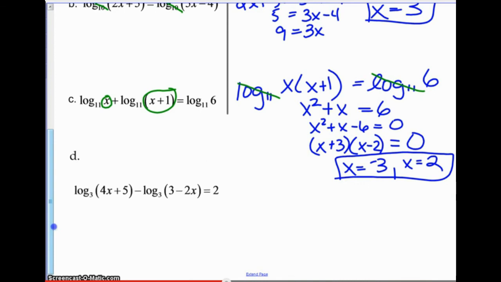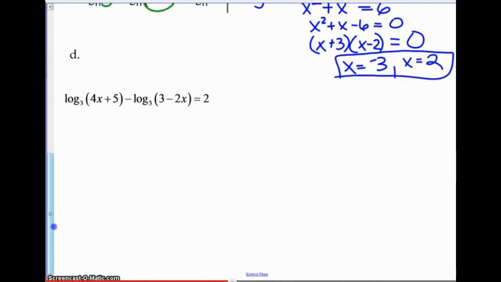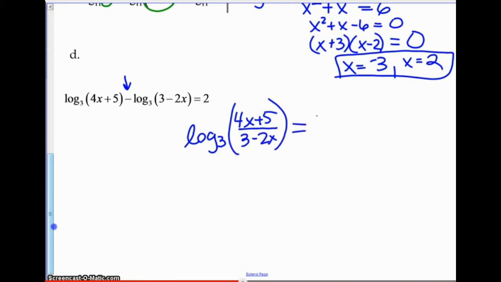Next example here. We have the log base 3 of 4x plus 5 minus the log base 3 of 3 minus 2x, and it equals 2. So now I'm going to change this subtraction into division. So I'm going to write it as the log base 3, and then I'm going to have the 4x plus 5 as a numerator, and the 3 minus 2x is my denominator. And now that equals 2.